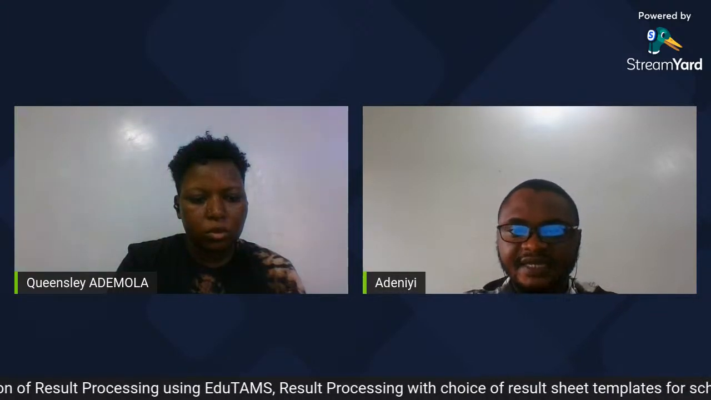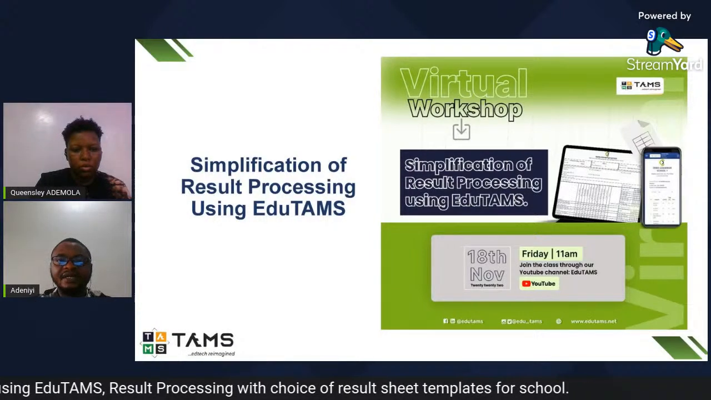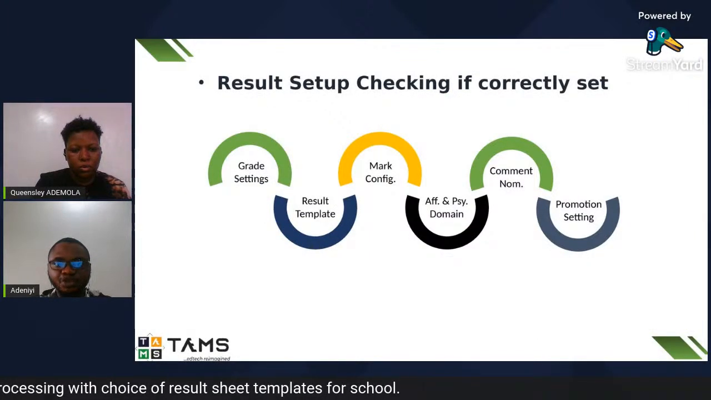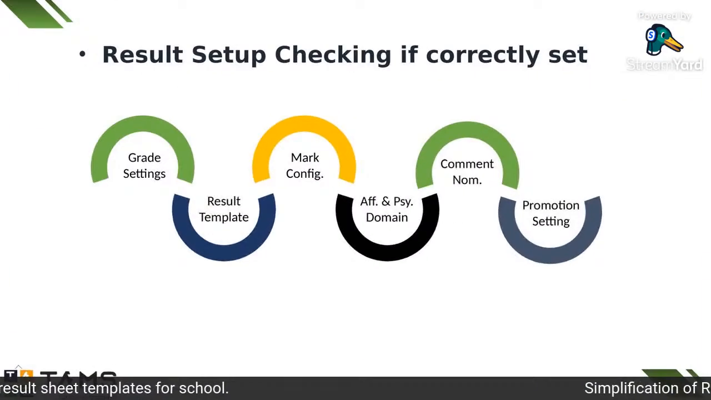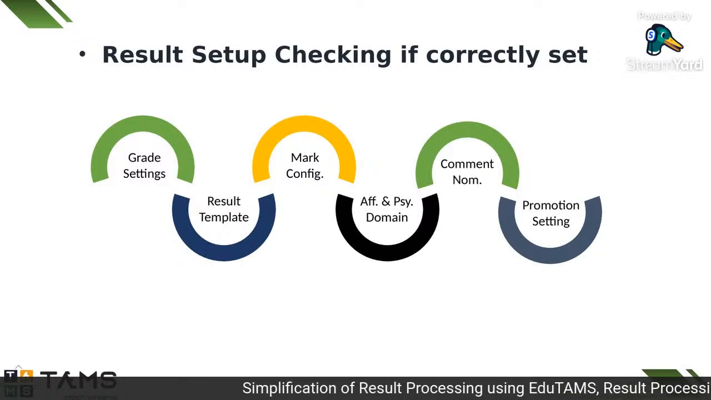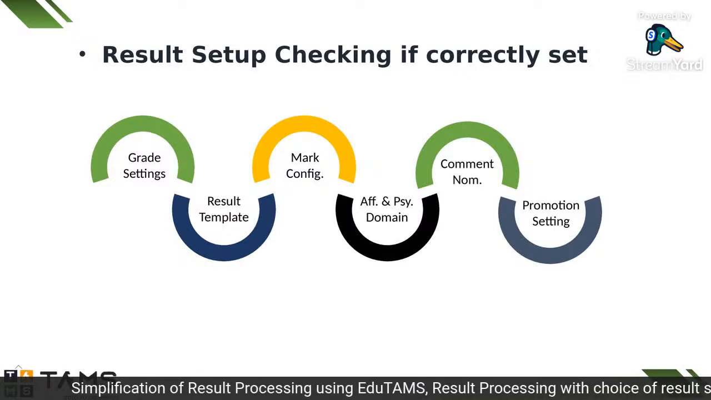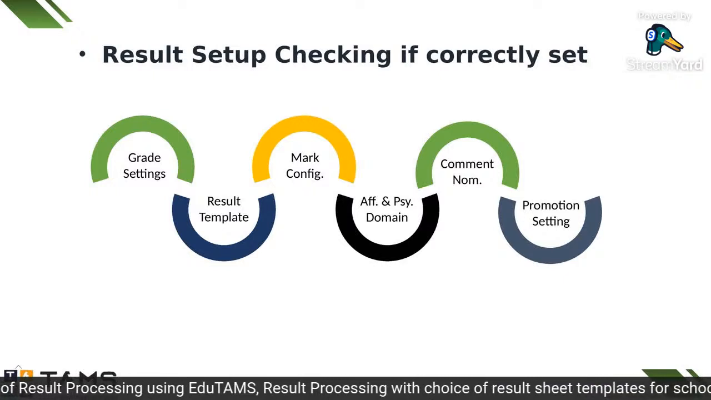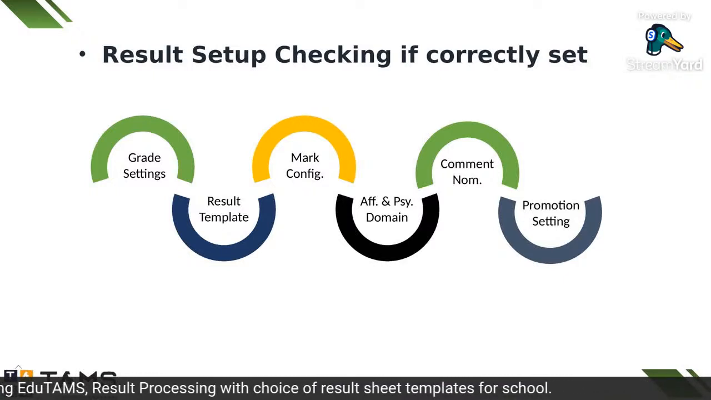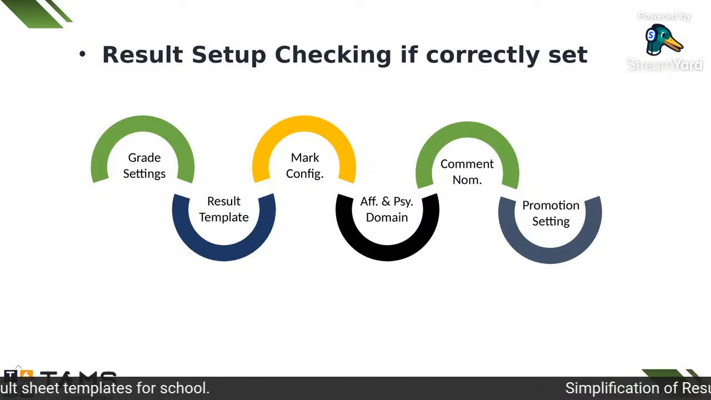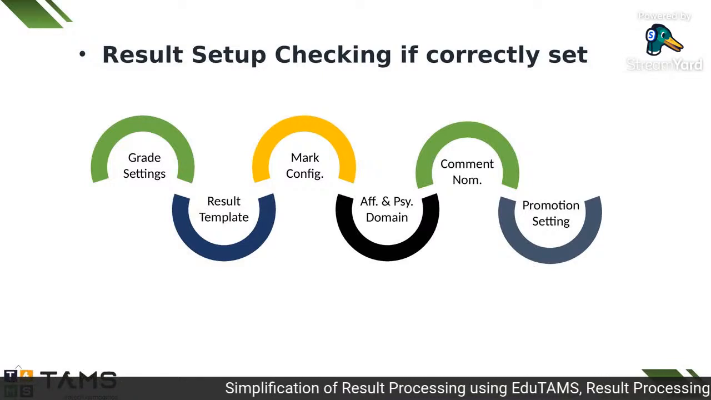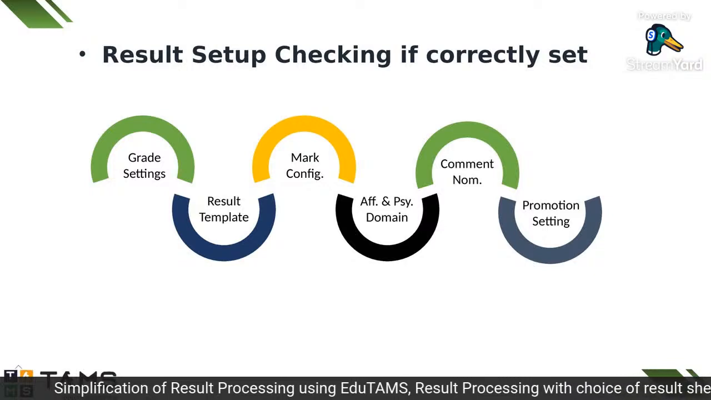Then the next one is the affective and psychomotor domain. This affective and psychomotor domain is the part that is used to test the student's psychology. So this part is needed for us to set as well. Then the next one is our comment nomenclature. This is the part where we can create comments for each student's grades. It is also the place where we set our comments and upload the school stamp and signature.